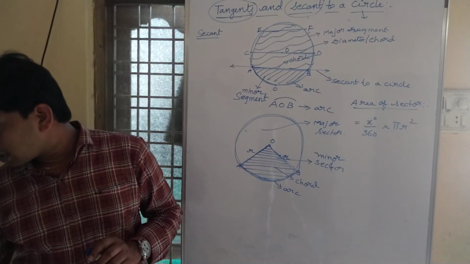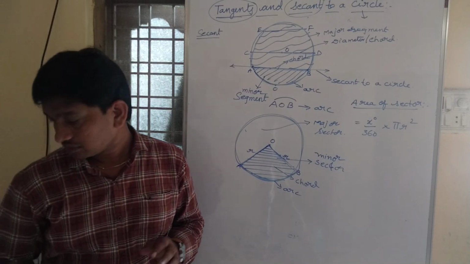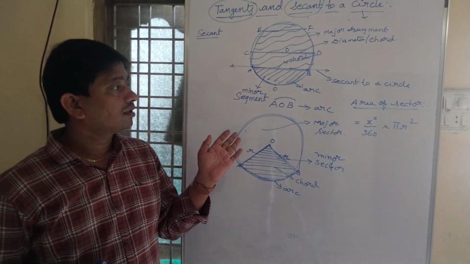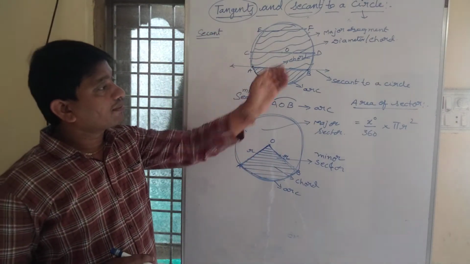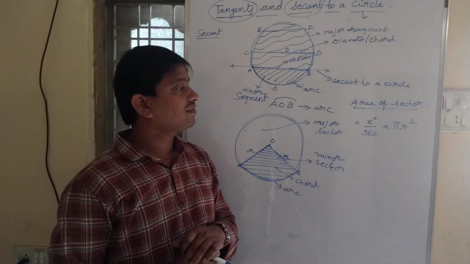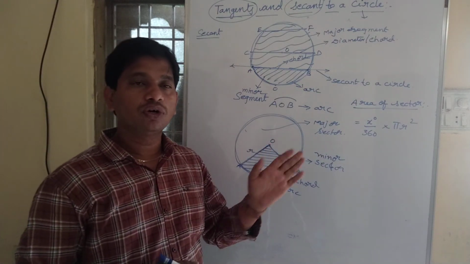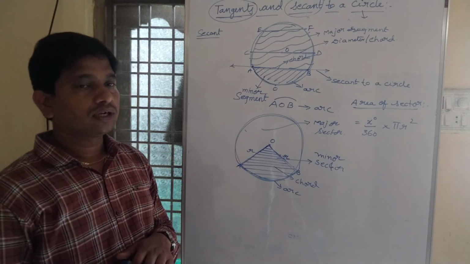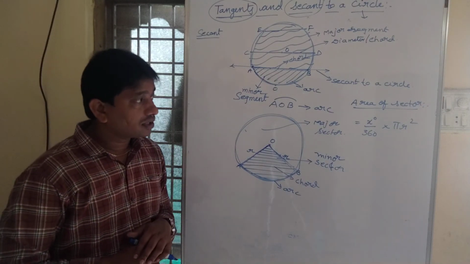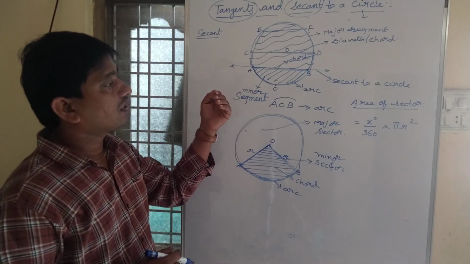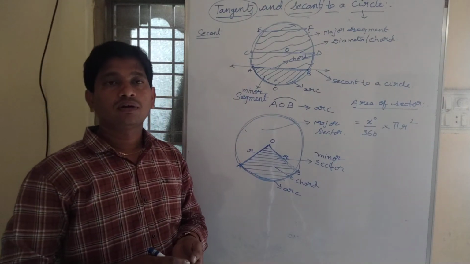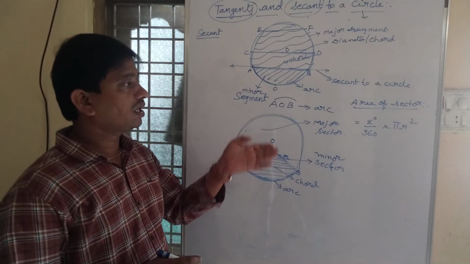And this is the concept behind sector and segment. Now the formula for finding the area of a sector is x by 360 degrees into pi r square. Okay, children, if you want to find anything, the area of a sector or the area of a segment, we can also find it by using the formulas.